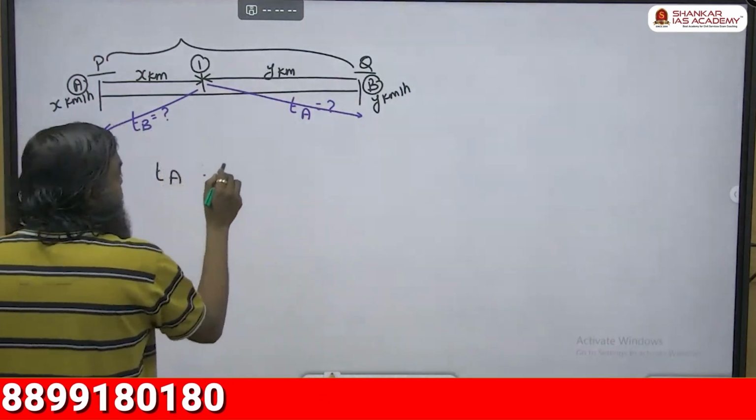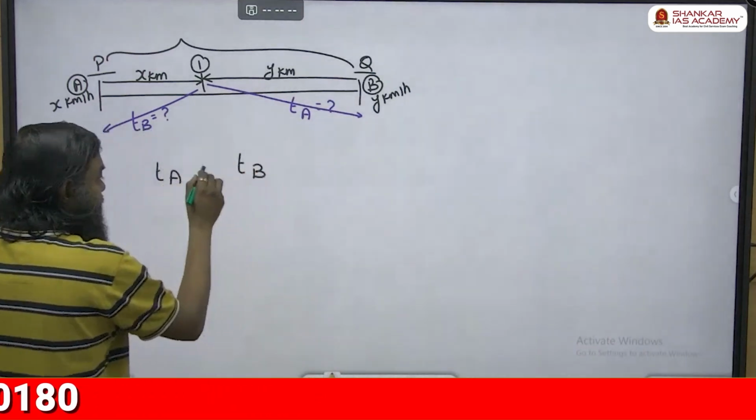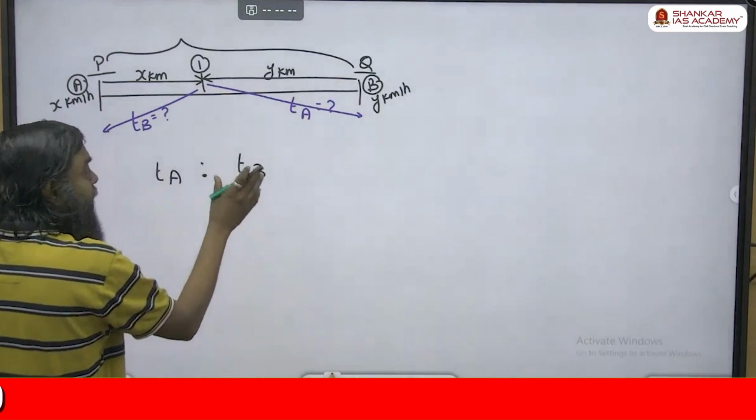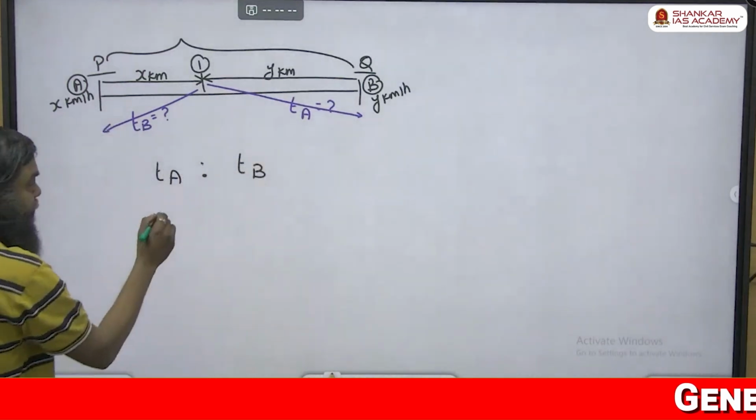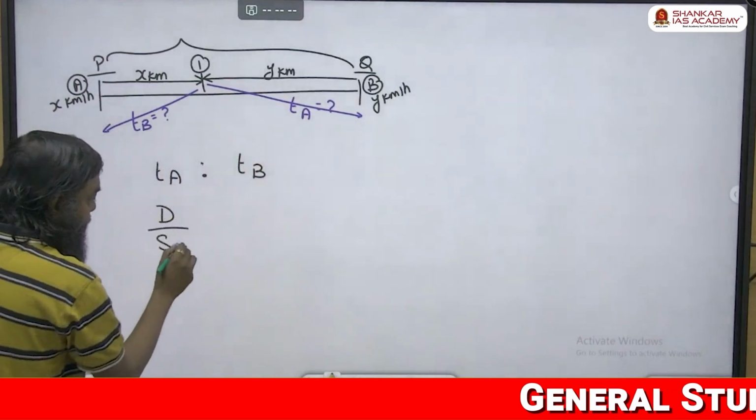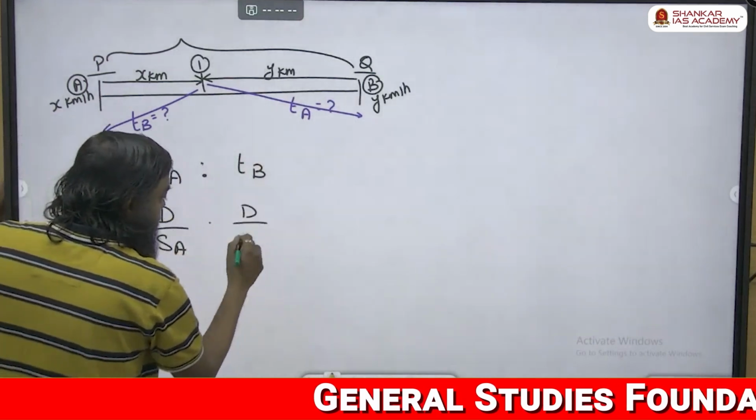Time taken for A after the meeting point to reach the destination. Time taken for B after the meeting point to reach its destination. Do you understand this? How can you derive the time? Distance upon speed of A. Here, distance upon speed of B.